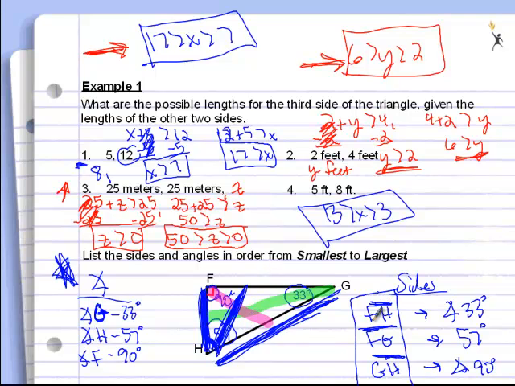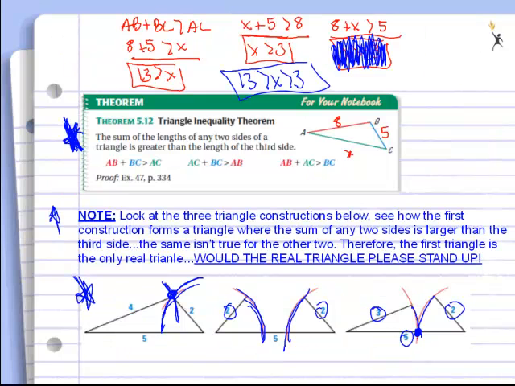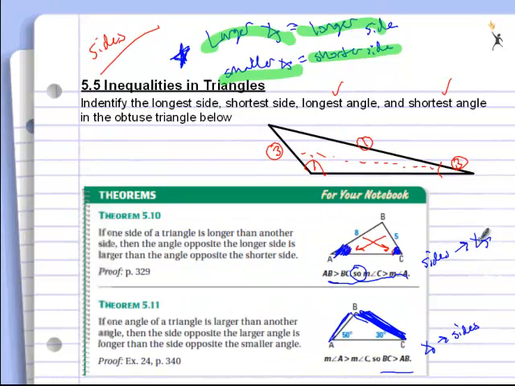Or I should be able to say FH is the smallest side, GH is the largest side. Knowing that information, I should have been able to list the angles also. Be able to go from sides to angles and from angles to sides. You know that the longest side is going to be across from the largest angle. The smallest side is going to be across from the smallest angle. So you should be able to say, knowing the sides, I should be able to get the angles and list them from smallest to largest.